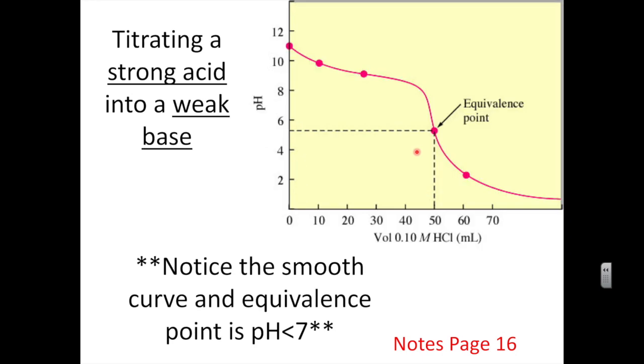To titrate a strong acid into a weak base, we will do the same thing, even though now I'm adding a strong acid, in this case HCl, and now I'm starting with a base. So the curve will actually fall down instead of moving up. But we still get the same kind of idea with the equivalence point, and the equivalence point is now going to be less than 7.